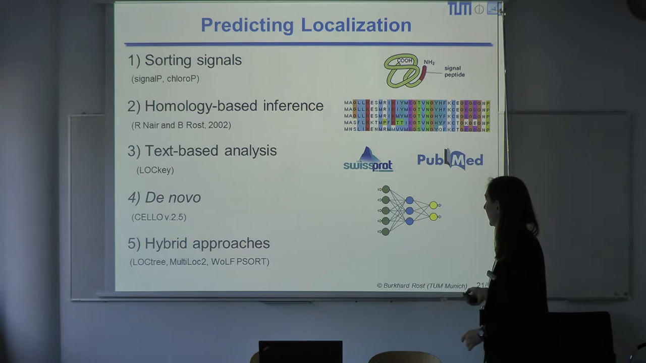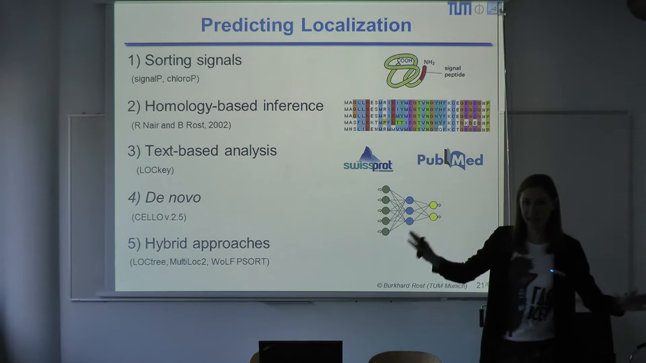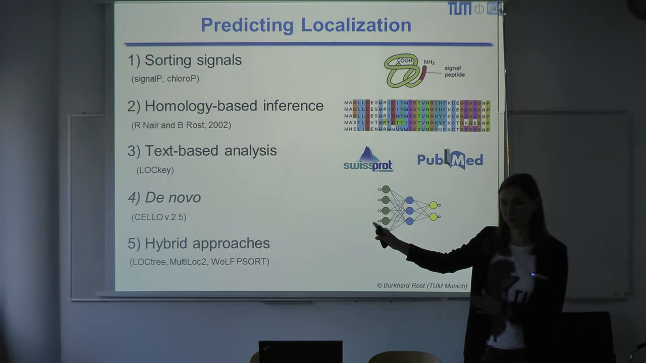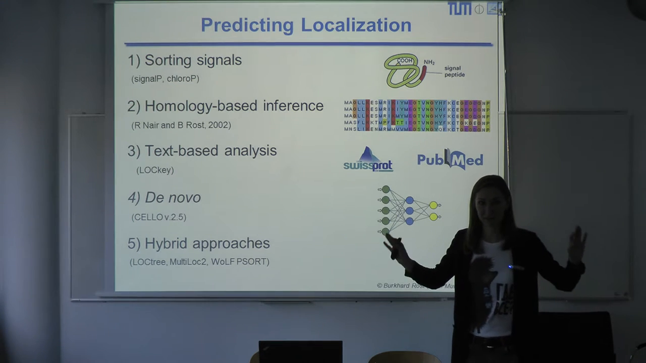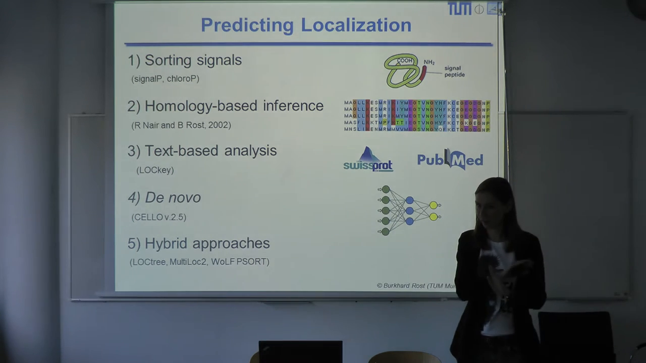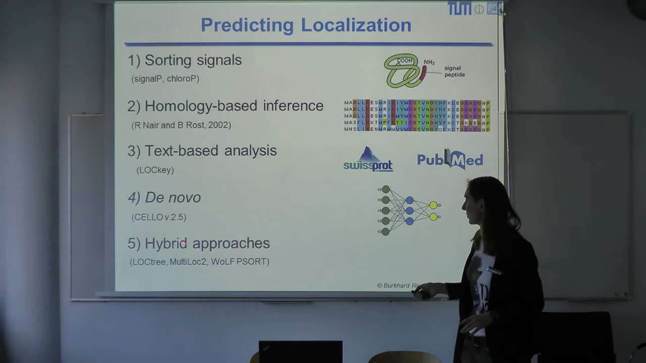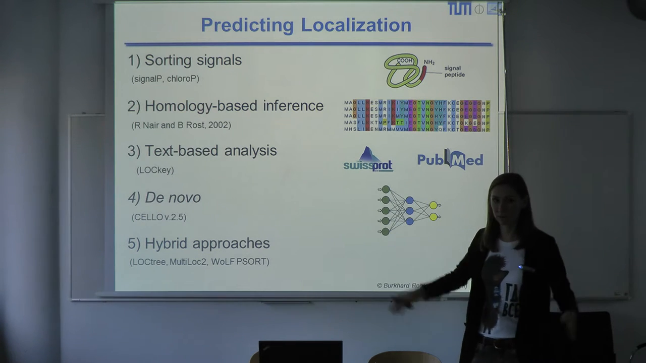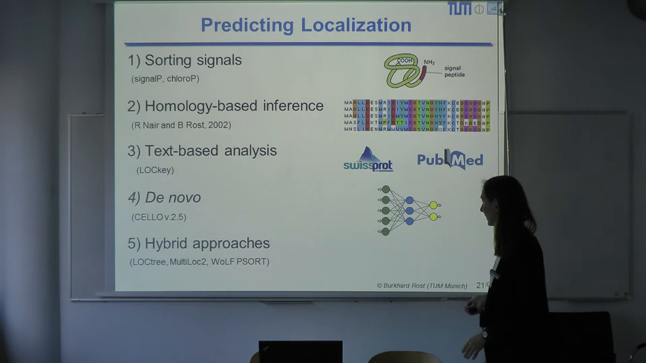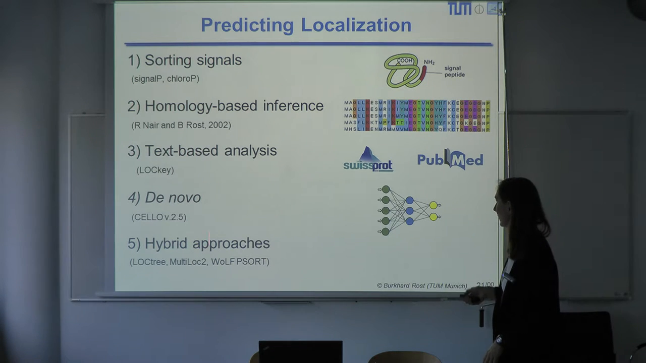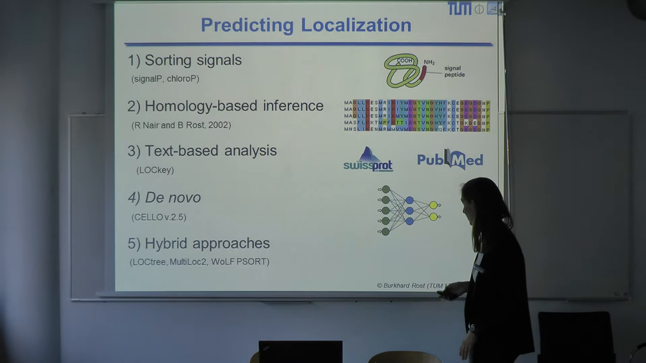Okay. De novo. De novo means from the first principles. This is we do not use any external information for our predictions, only the information that is encoded in the sequence. And that's why it's called de novo, from first principles, really like nothing else. And this approach is most universal because you can really apply it to any protein sequence because you don't require anything else. And finally, there are hybrid approaches that combine any of the previous forms.